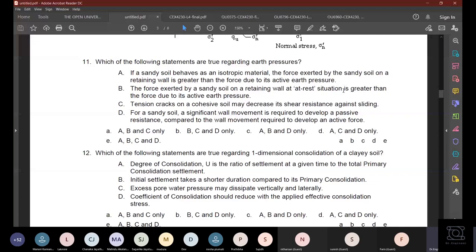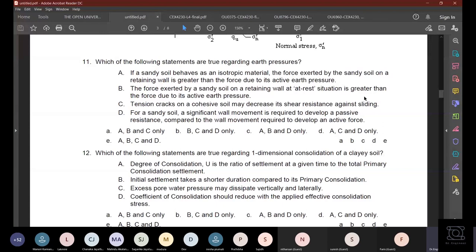Tension cracks on the cohesive soil may decrease its shear resistance against sliding. Yes, when there is a tension crack, there will be an increased load from the tension crack onto the sliding surface, right? So it might fill with water. In that case, there will be a pressure development. So it enhances the shear force for failing.